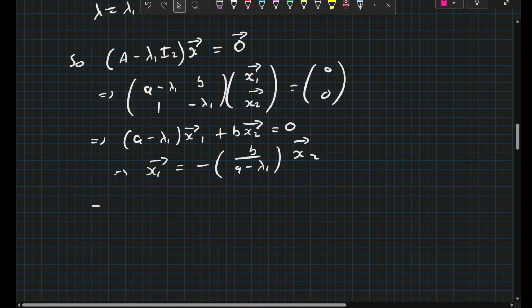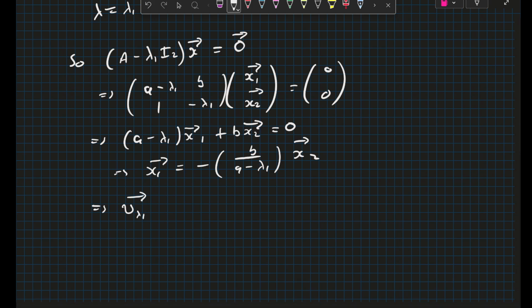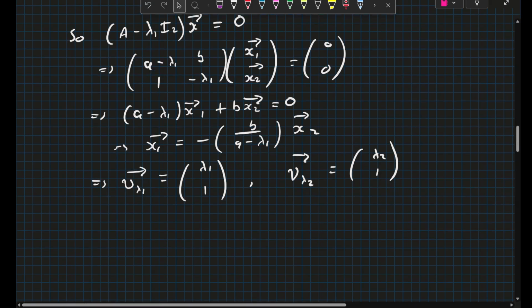And what you'll end up finding is that this corresponding eigenvector for lambda 1 generally has the form (lambda 1, 1). And very similarly, v of lambda 2 will give you (lambda 2, 1). Okay. So those are the two eigenvectors.